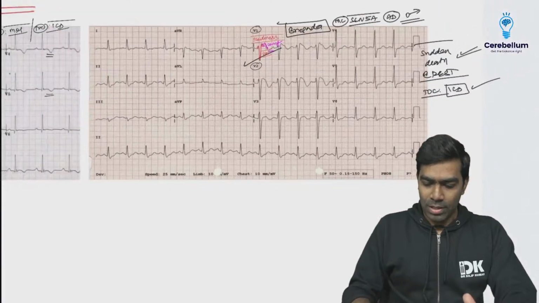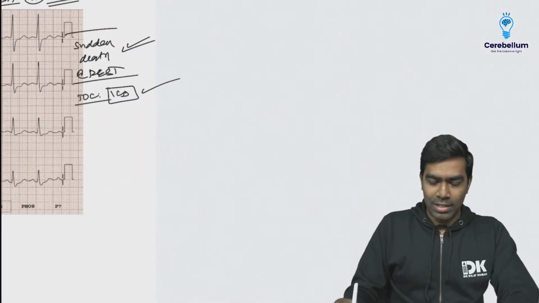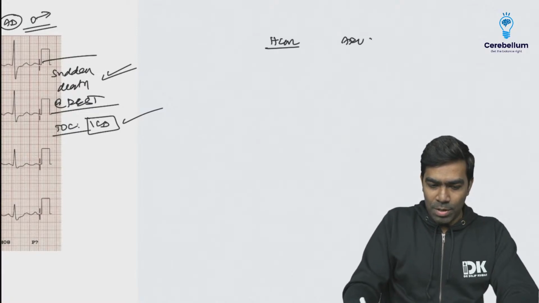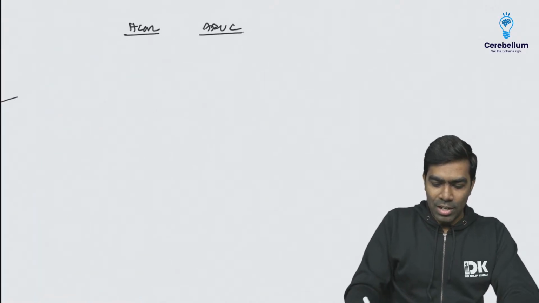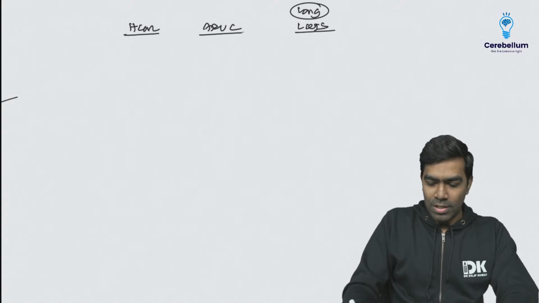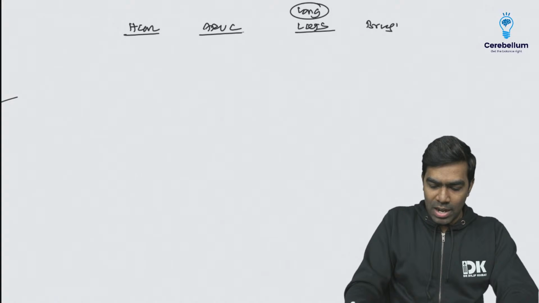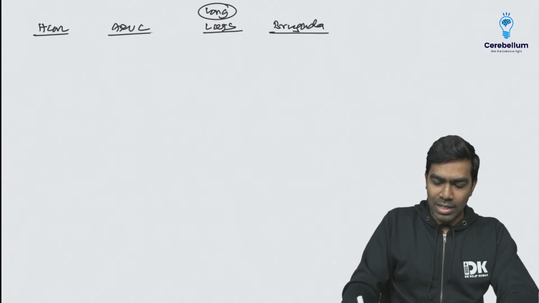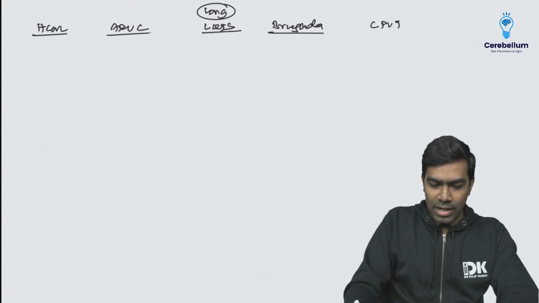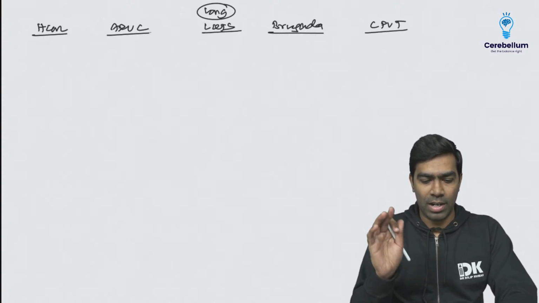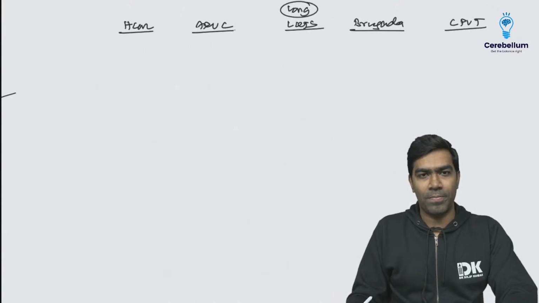Now coming to the important causes of sudden death. What are the important causes of sudden death? You have hypertrophic cardiomyopathy, you have arrhythmogenic right ventricular cardiomyopathy, that is ARVC. Then you have long QT syndrome, that is congenital long QT syndrome. Then we have Brugada syndrome. And we have another variety called catecholaminergic polymorphic ventricular tachycardia, simply remembered as CPVT.